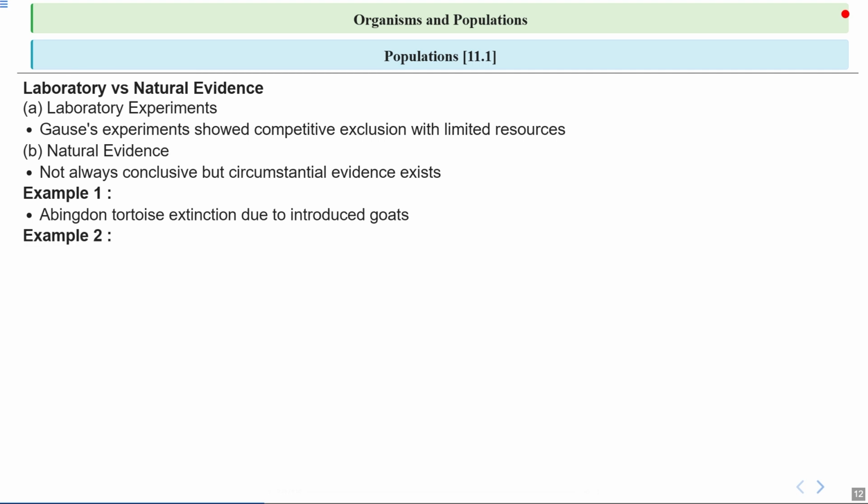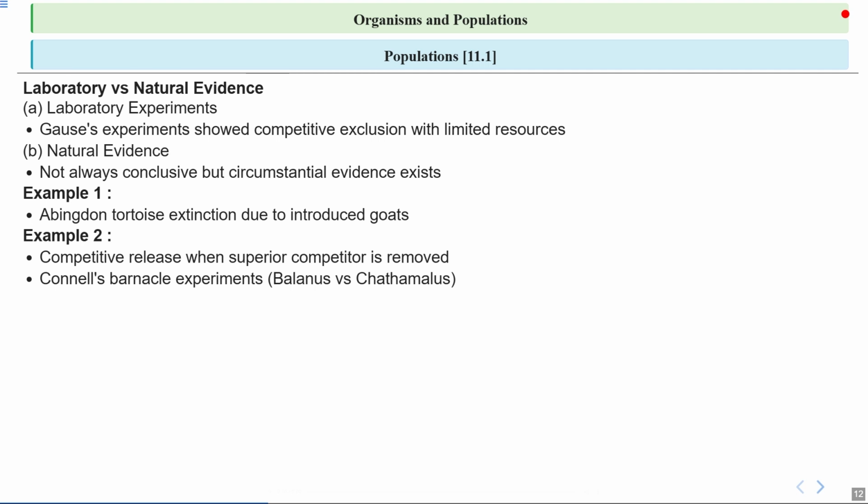Then example 2 is competitive release. What do we mean by competitive release? Competitive release happens when the dominant competitor is removed from the environment, which allows other species to expand and thrive. This is known as competitive release. Here the superior competitor is removed, and the other species will quickly fill the gap and thrive in the absence of that superior competitor.